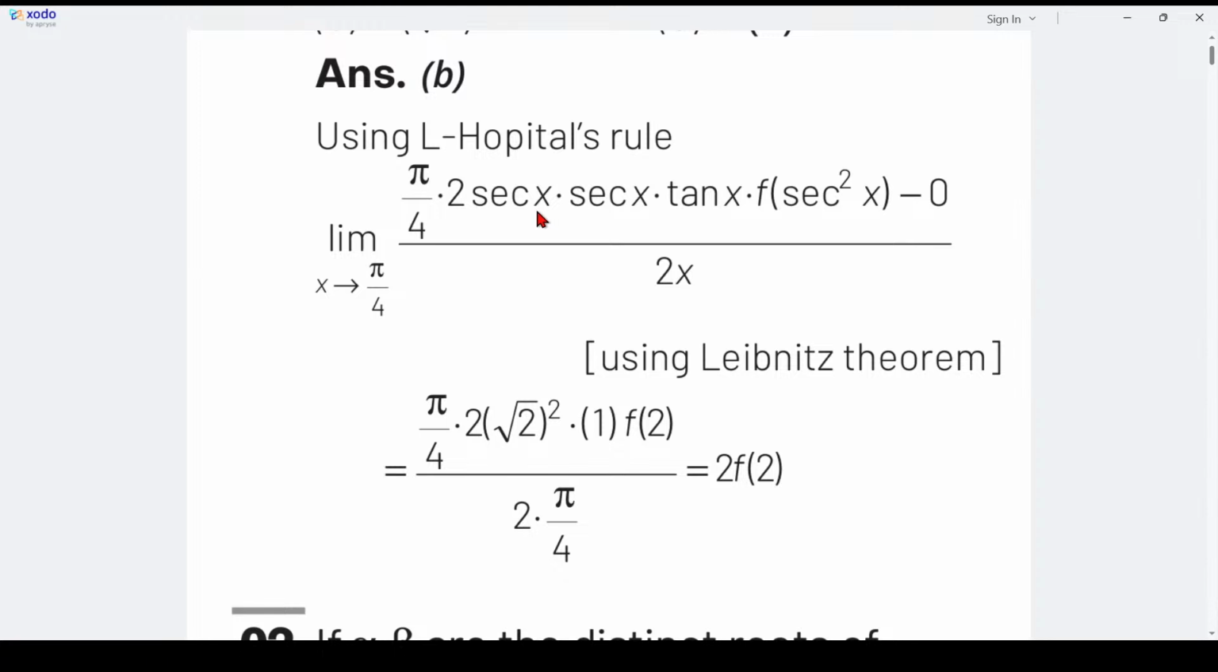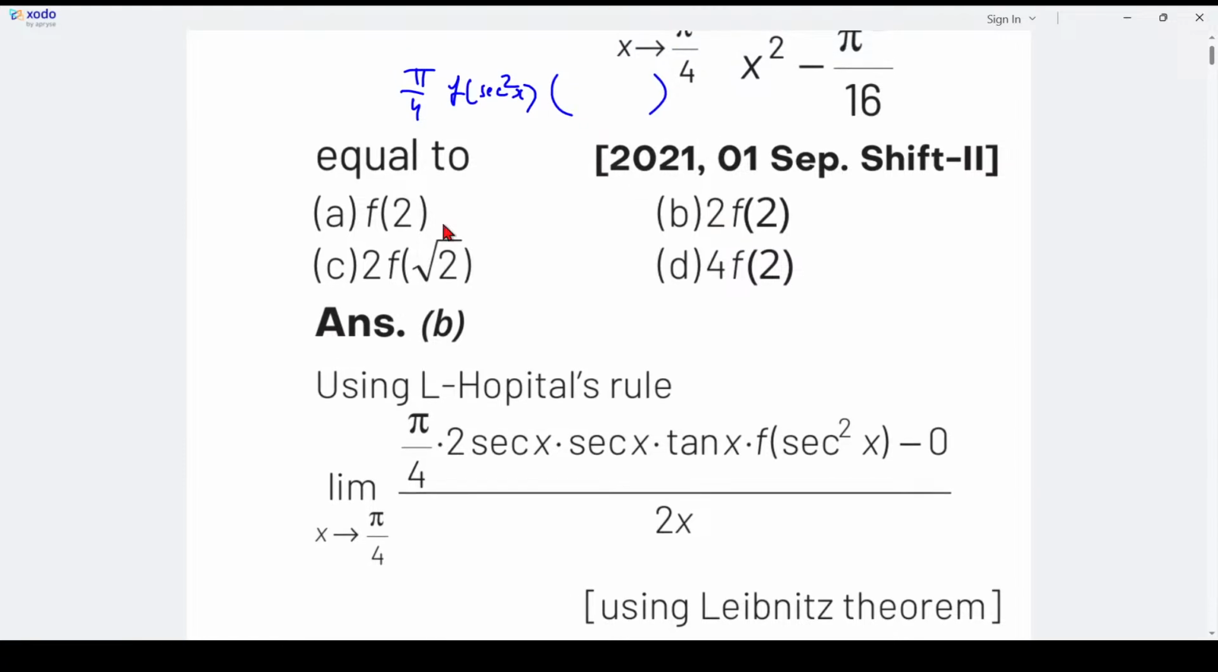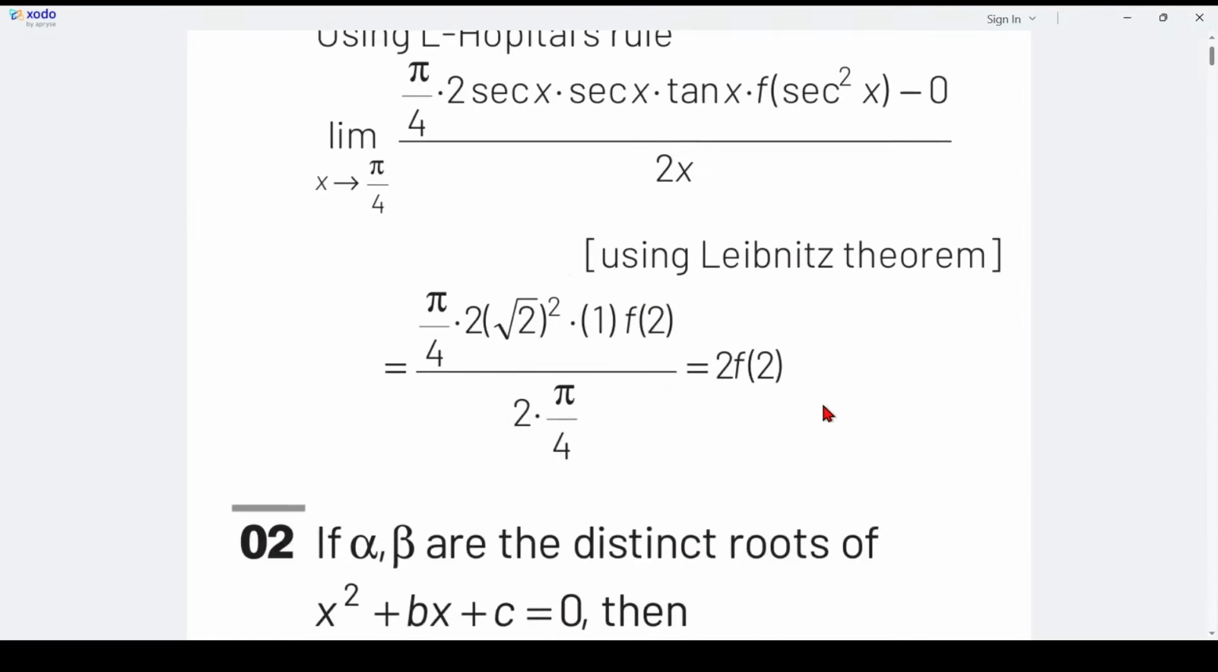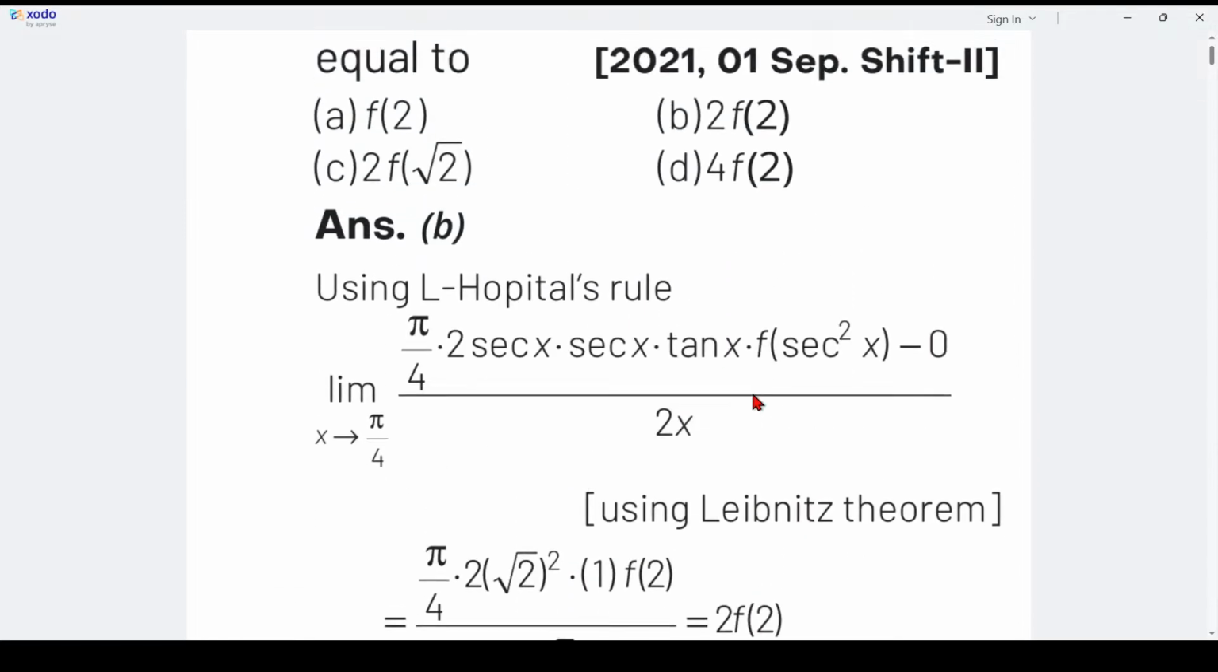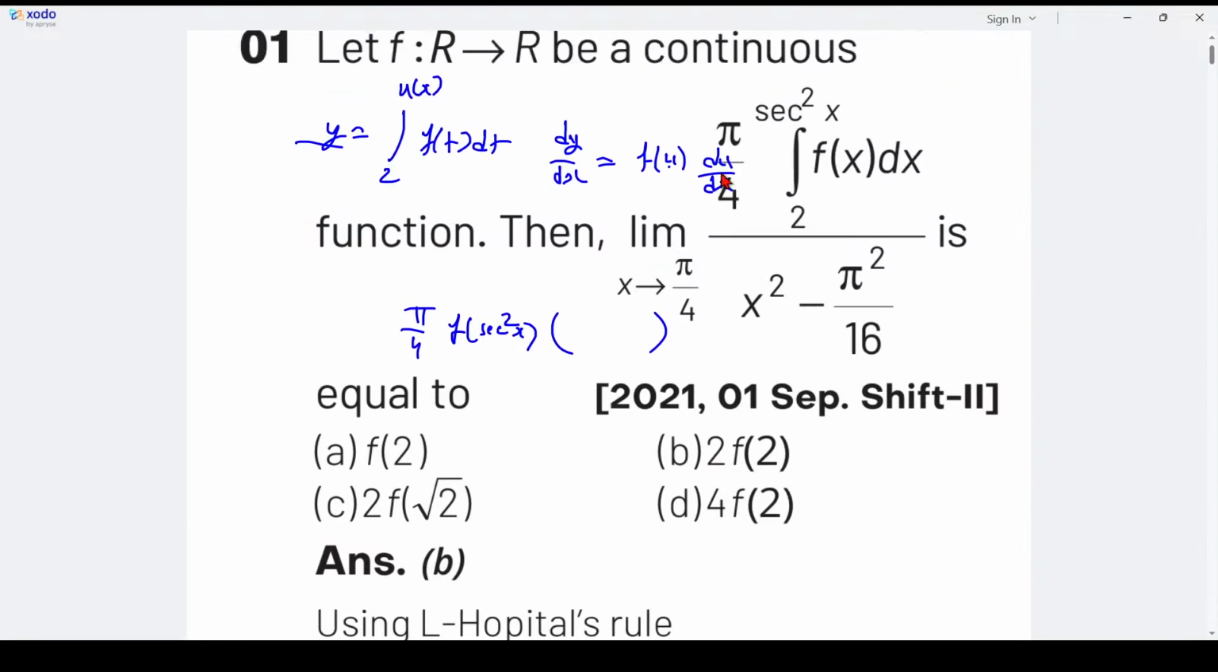2 into secant square x, that is root 2 whole square, secant of pi by 4, right? And then tan x, which is equal to 1, and f of secant square x, which is nothing but f of 2. So if we simplify, this becomes 2 into f of 2. That is the correct answer, right, guys?